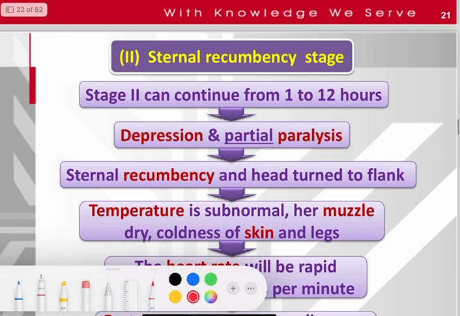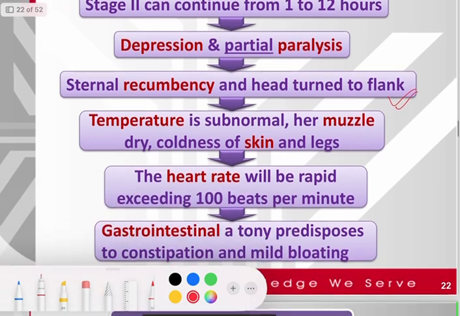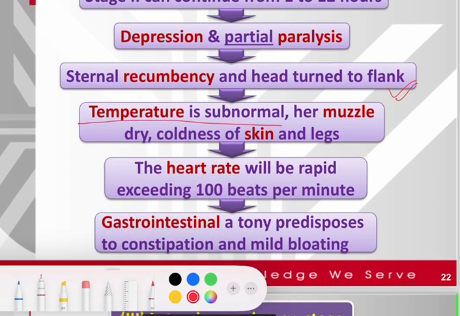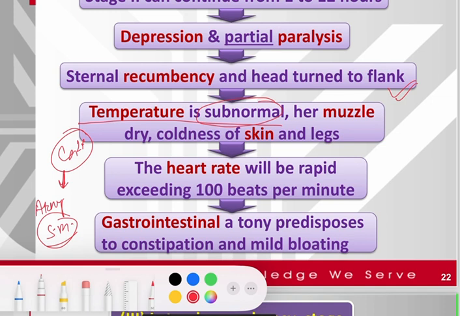So coming on to the sternal recumbency stage, stage 2 can continue from 1 hour to 12 hours. Depression and partial paralysis can be seen. Sternal recumbency and head turned to the flank, which is also called lateral kink, can be seen. Temperature is subnormal. As I told you, in milk fever there is no fever. Actually, the temperature goes down due to decrease in calcium levels. A decrease in calcium level causes atony of the smooth muscles. So here we can see that the muzzle will be dry, coldness of the skin and legs can be felt, and heartbeat will be rapid, exceeding 100 beats per minute.